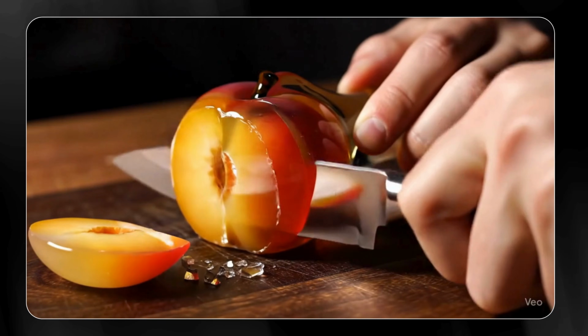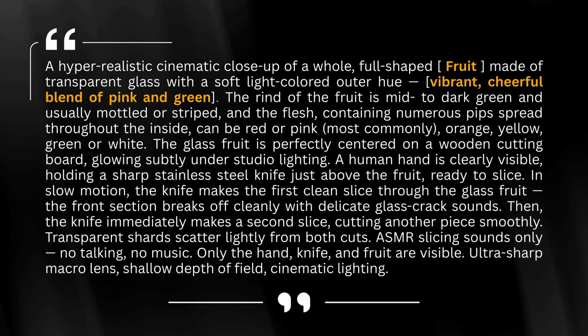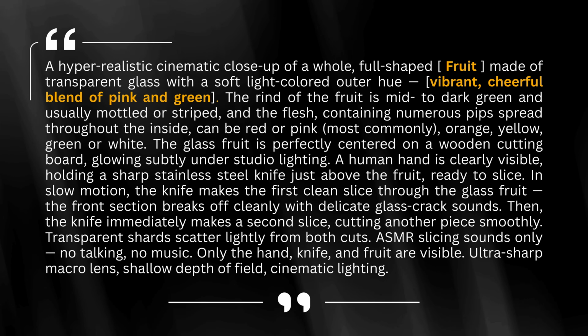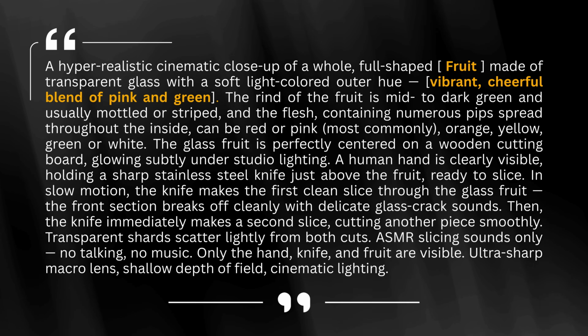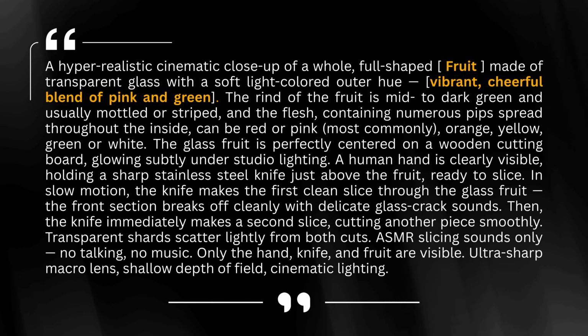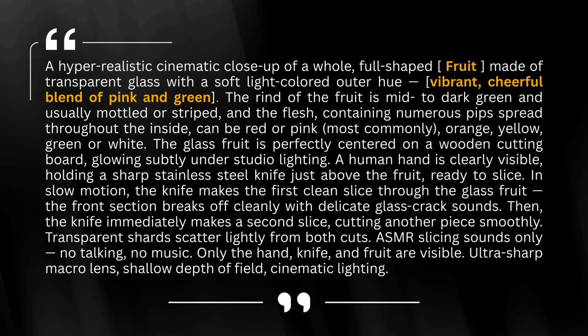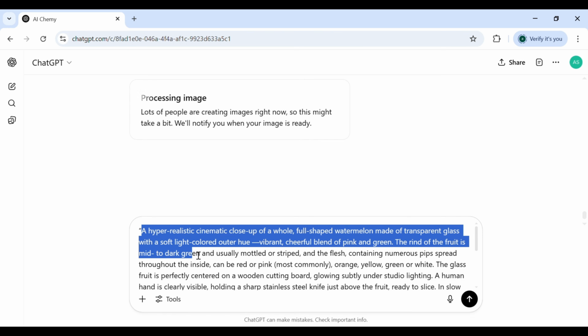First, grab the original prompt. I've added it in the description of this video. You'll notice some parts of the text are highlighted in yellow. That's where you can replace the name of the fruit or vegetable you want to use. For example, swap it with mango, carrot, apricot, etc. Now copy the full prompt and paste it into ChatGPT.